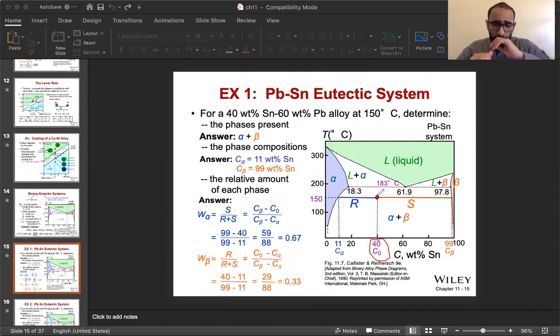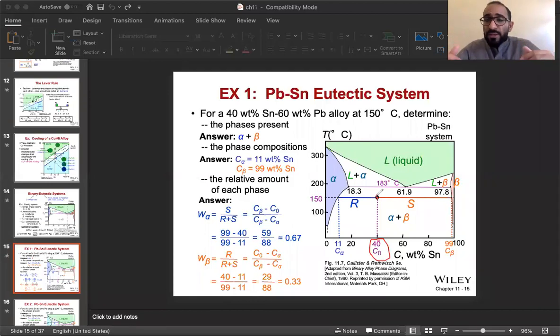Okay, what is the total alpha? What is the total beta? Why am I saying total alpha? Because we know that we have more than one alpha. We have two types of alpha. But for the time being, the question is how much alpha you have, total alpha and beta. Okay, so the way that we can know.